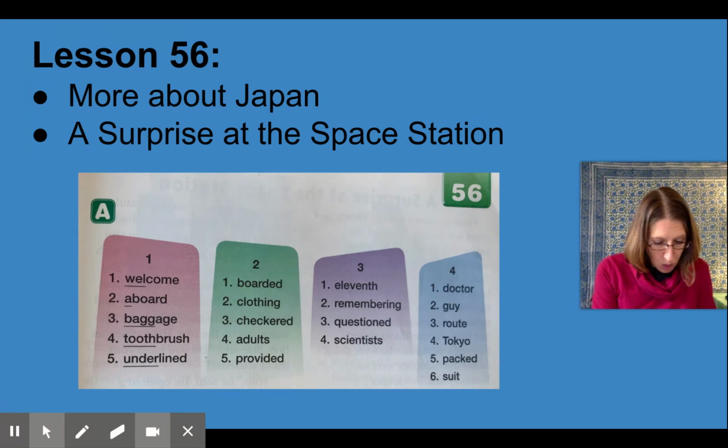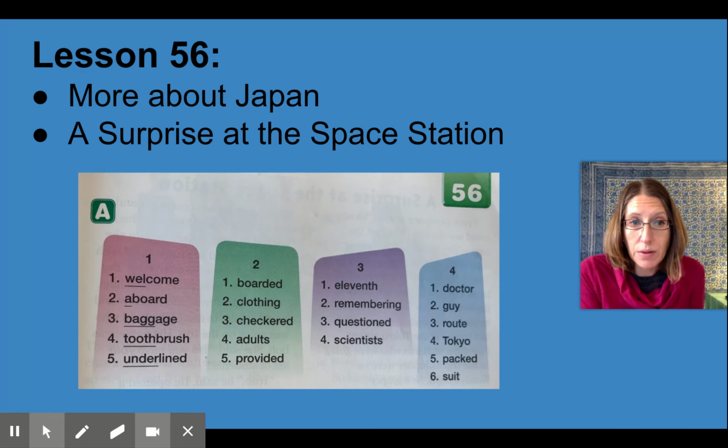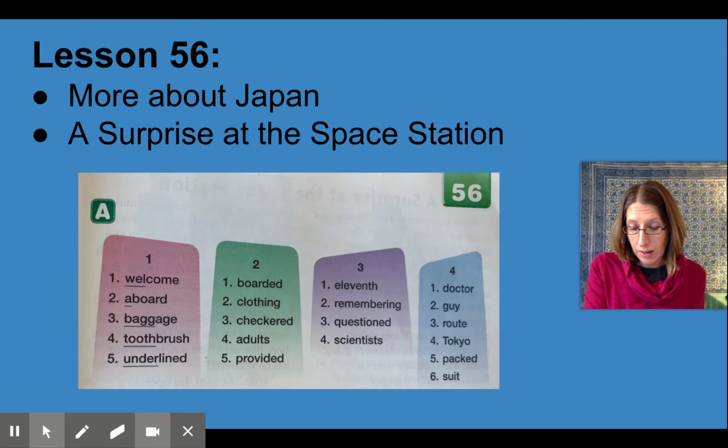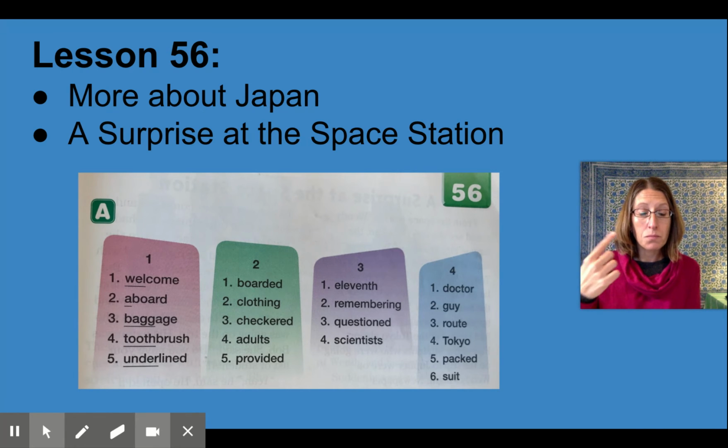Nice job. Word 2, underlined part. And the whole word. Word 3, underlined part. And the whole word. Word 4, underlined part. And the whole word. Word 5, underlined part. And the whole word. Nice job. Let's try it the fast way. Welcome. Aboard. Baggage. Toothbrush. Underlined.